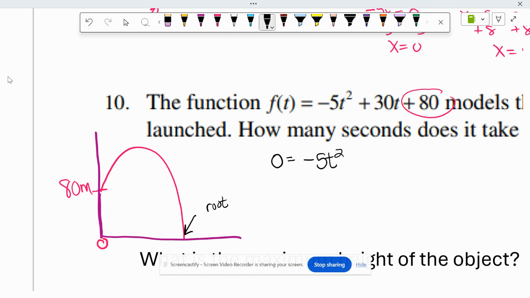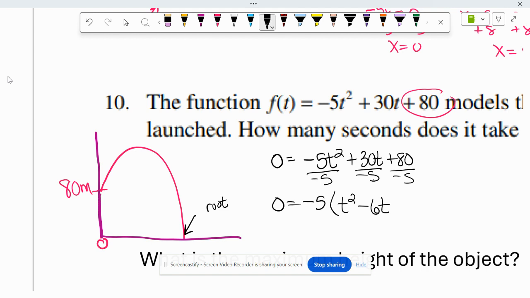Negative 5t squared plus 30t plus 80. Well, Bryce, do you see a GCF that we can pull out of each one of those? Negative 5. Divide everything by negative 5 first. So 0 equals, I'm taking out my negative 5. Well, that leaves me with a positive t squared. 30 divided by negative 5 is negative 6t. And 80 divided by negative 5 is negative 16. So I'm looking for two numbers that multiply together to give me negative 16, that when I add them, I get negative 6.